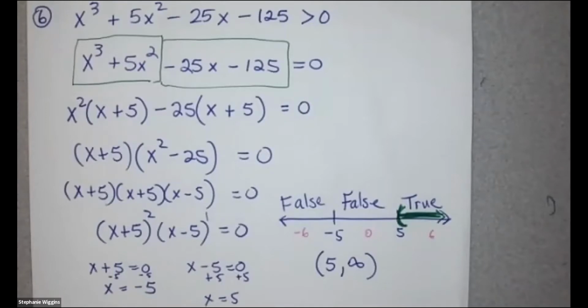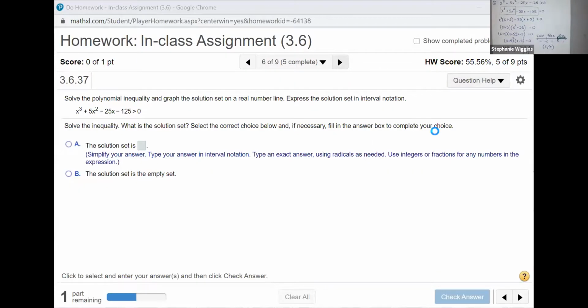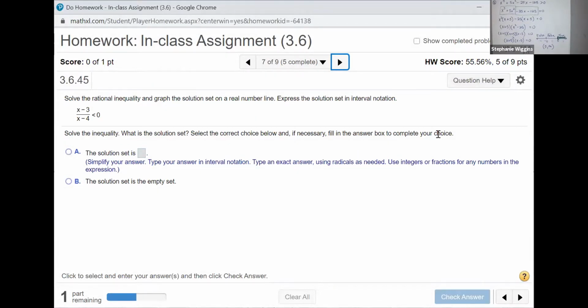And notice I don't need a graph to solve this problem. A graph is helpful to understand, and you could use a graph to solve the problem, but I don't need one, so this is the method you use without a graph. Now we have a rational function. So the technique for solving these inequalities is very similar, but because you have vertical asymptotes, there's just one additional thing to consider.